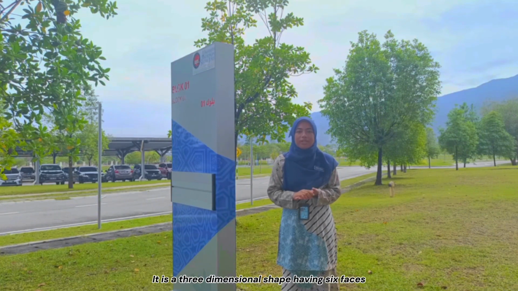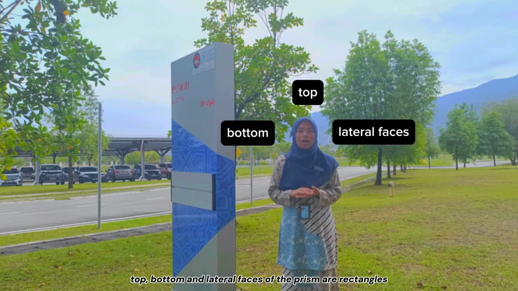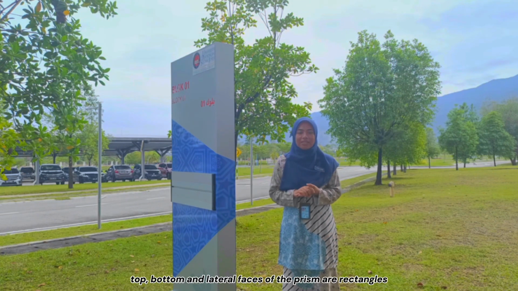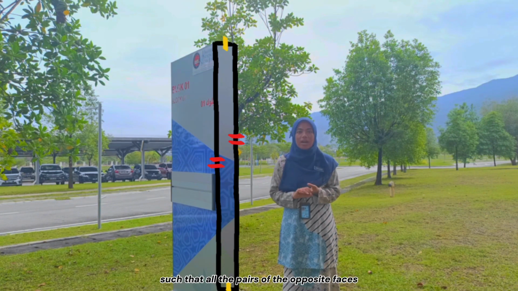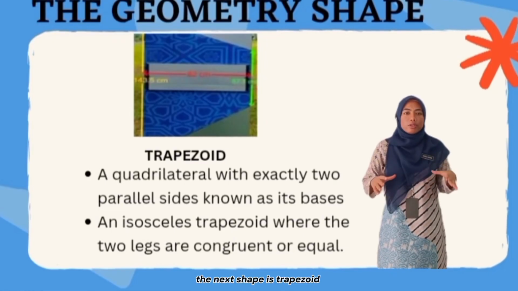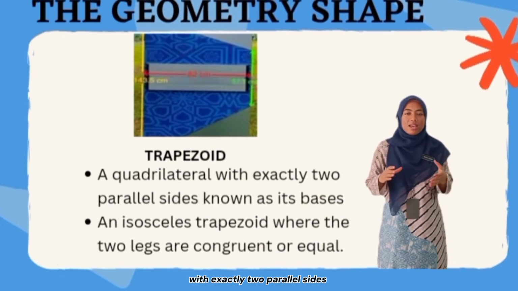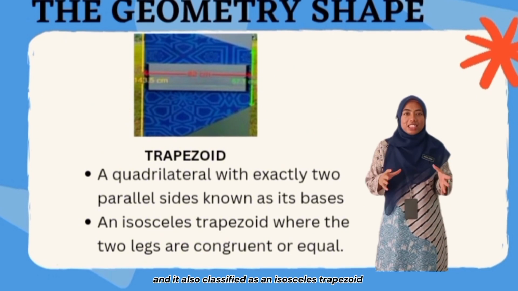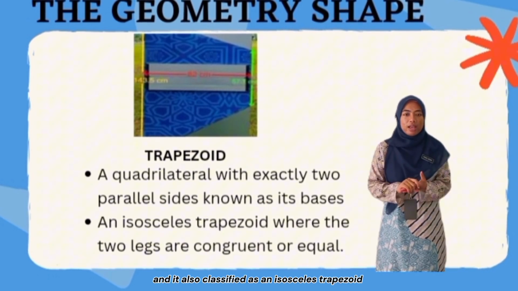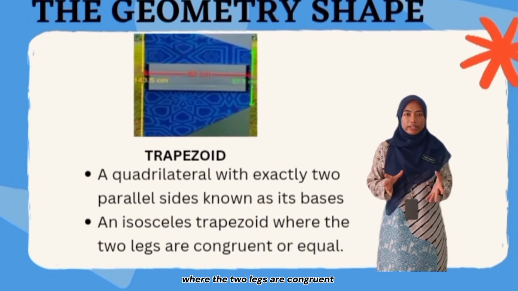It is a three-dimensional shape having 6 faces, where all the faces, top, bottom, and lateral faces of the prism, are rectangles such that all the pairs of the opposite faces are congruent. The next shape is trapezoid. It is a quadrilateral with exactly 2 parallel sides known as its bases, and it is also classified as an isosceles trapezoid where the 2 legs are congruent.